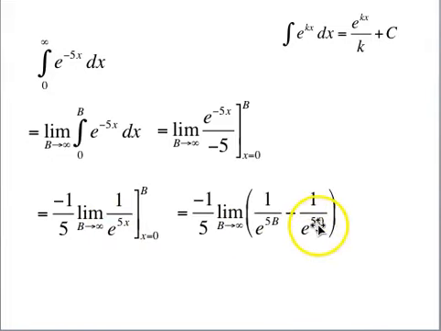Of course, 5 times 0 is 0, e to the 0 is 1. This part is just 1. But as b gets large, 5b gets large, e to the 5b gets large, and 1 over that would go to 0. So this piece would go to 0, that piece would go to 1. So our result is, of course, 1/5.